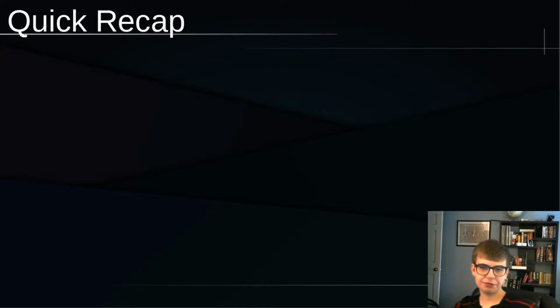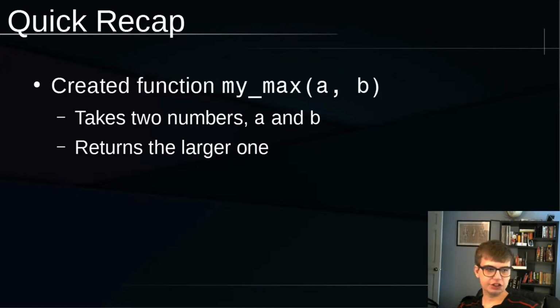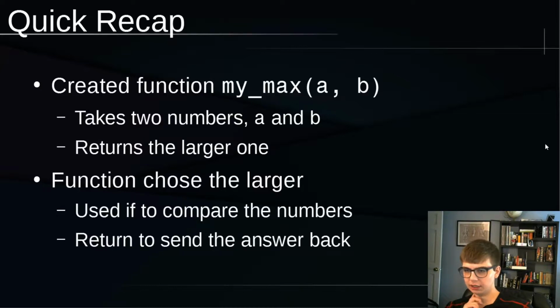So a quick recap. We created this function mymax, a and b, which takes two numbers, a and b, as parameters, and returns the larger one. So we used the if statement to compare the numbers and the return statement to send the answer back.